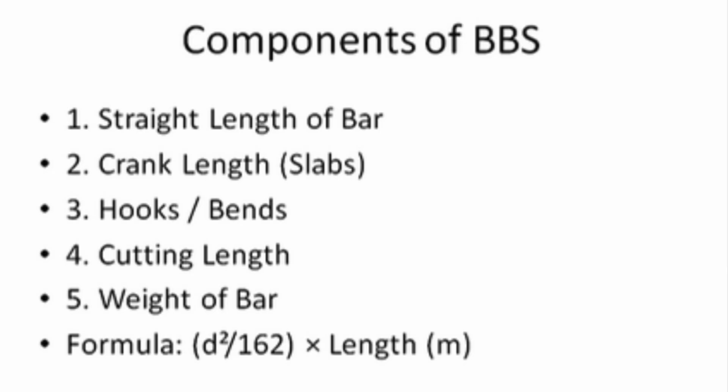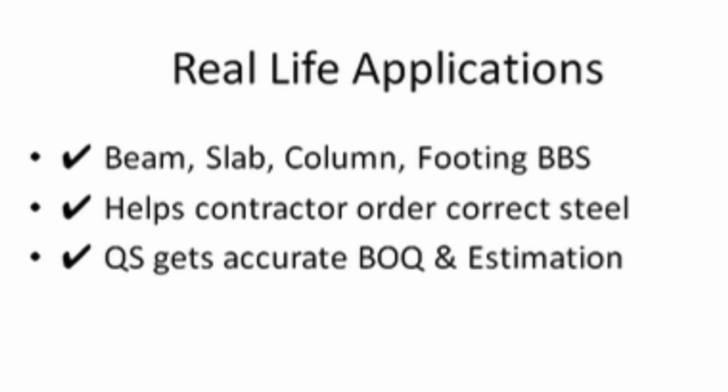Cutting length, final length after including bends, hooks, and cranks. Total length, weight, steel required in kilograms or tons. From length, we can calculate the weight of steel using the formula: weight in kilograms equals d squared / 162 times length in meters, where d equals diameter of bar in mm. So, that's the basic knowledge of BBS. It is very important for every civil engineer to understand this, especially for estimation and site work.